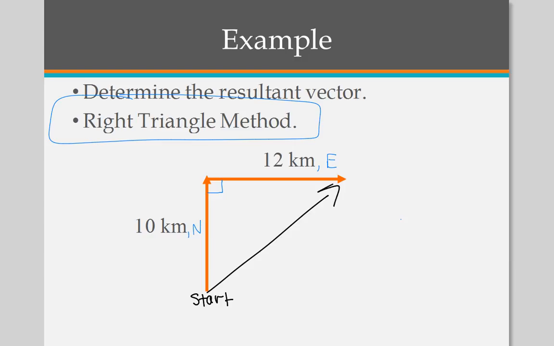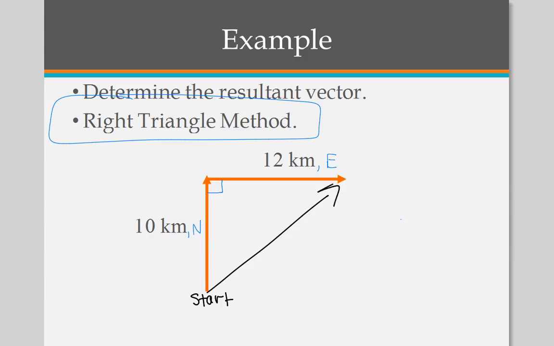Remember, the components are tip to tail. And then it's from where you started to where you ended up. So in this case, we were given the components, which are drawn tip to tail, and you have to find the result. In the last question, we were given the result and had to find the components, right? So now we're working backwards.